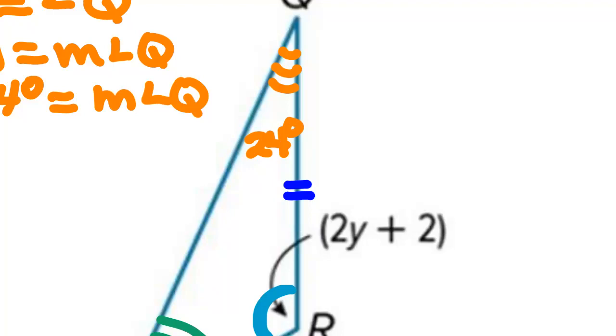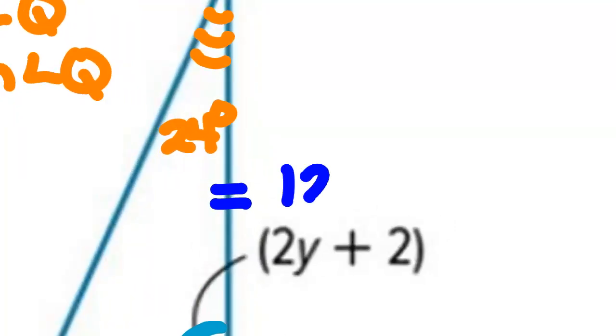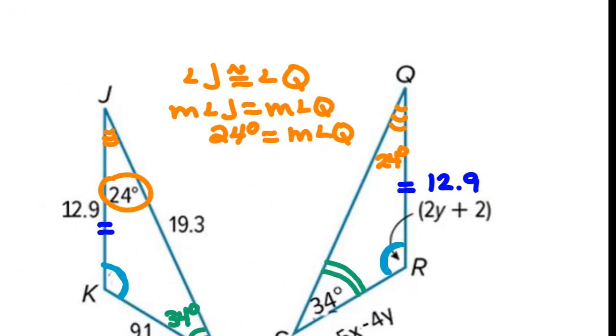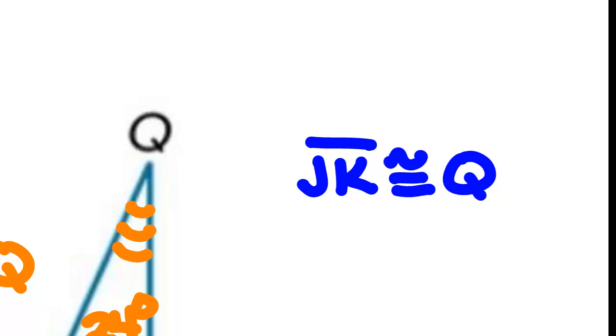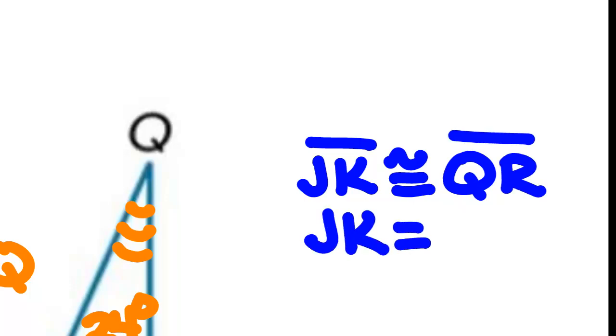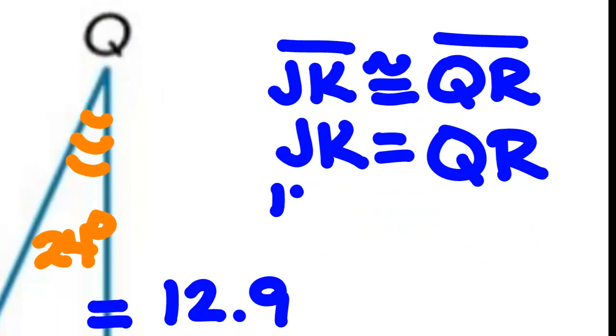How big is side JK? 12.9. So how big is QR? 12.9. JK is congruent to QR. So the measurement of JK is equal to the measurement of QR. So that means that QR is 12.9.